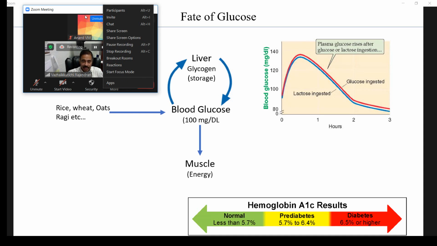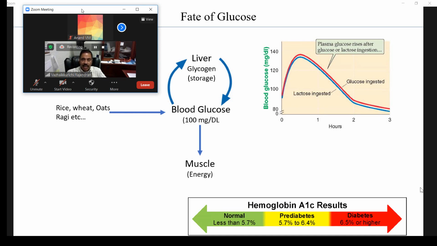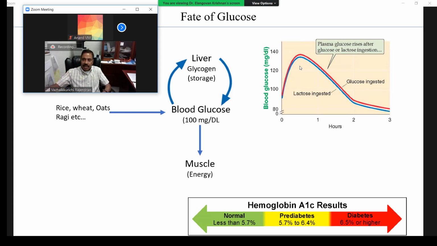If the glucose comes in, as you see in the graph on the top right side corner, as soon as you eat, the blood sugar level or glucose level goes up to 140 milligrams per deciliter. And then it starts coming down around 3 hours. Within 3 hours, it will come to the fasting state or even below the fasting state. That is the normal glucose metabolism in our system. The glucose level goes up and then immediately it goes down.